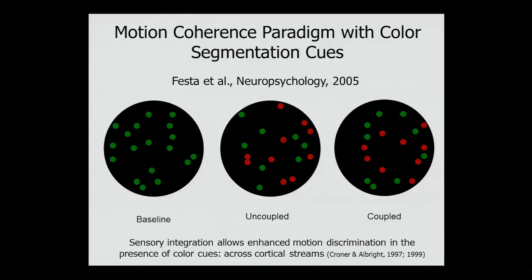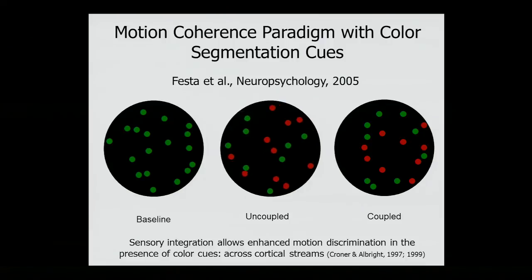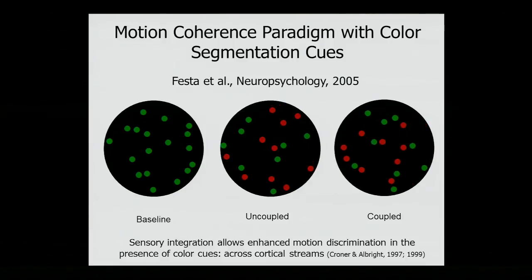We also did it using color and motion. The reason we did that is they're processed in different streams largely. So the motion in the dorsal stream, color in the ventral stream, but it's the same idea. And I should mention, we borrowed these tasks from Dr. Albright here at the Salk. So again, we had a baseline, uncoupled condition, and the coupled condition.